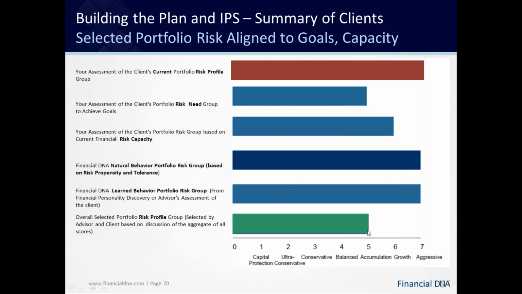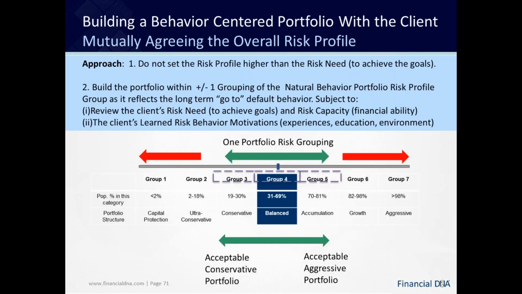So this is where you can see that the risk profile group is not higher than the risk need, because the client doesn't need any more risk. But again, this will be after conversations with the client that then get documented. The key thing is that all of these elements are discussed with the client and it's documented for future reference.